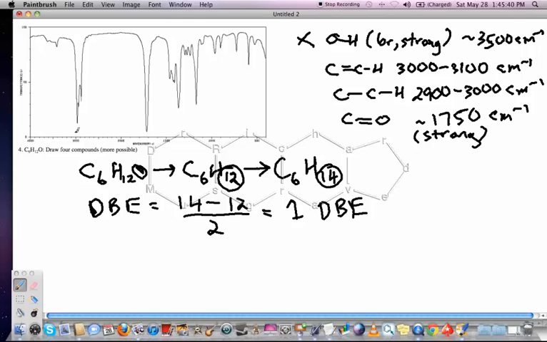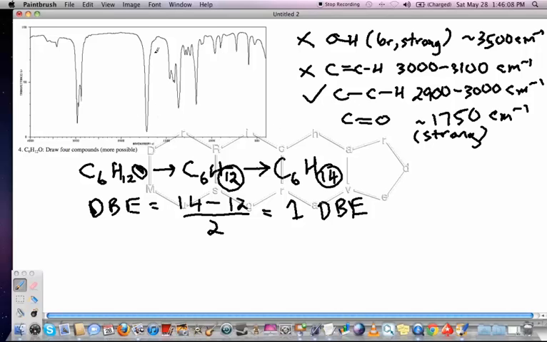Looking on this side of 3000, I don't see anything, so we need peaks between 3000 and 3100 to have this present, and we don't have any of those. That's good information because what that tells us is that if there is a double bond in the compound, it's not a CC double bond. Between 3000 and 2900 we've got something, so that would be our CHs connected to CC single bonds.